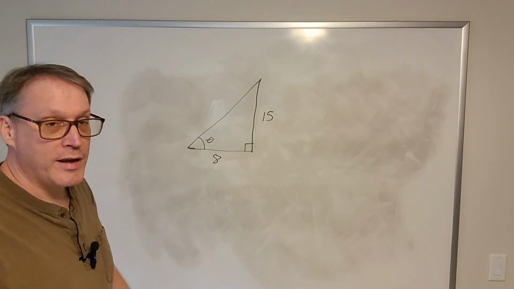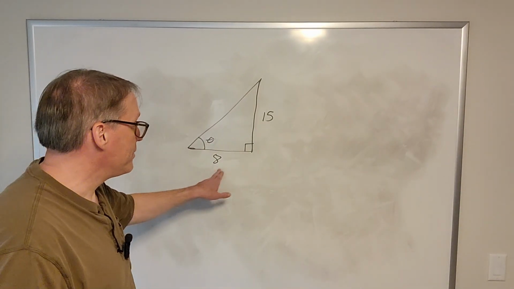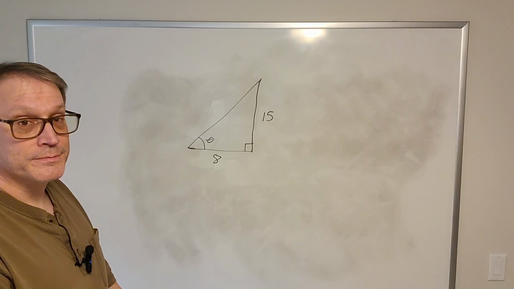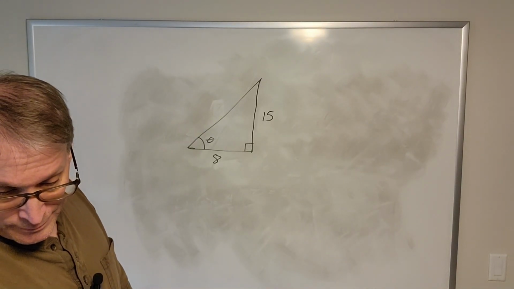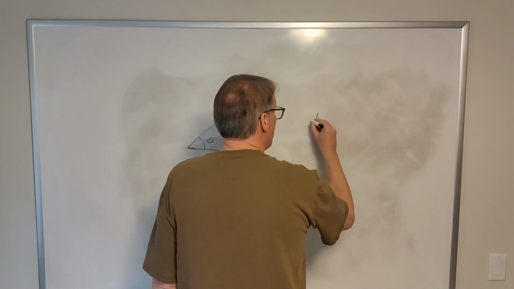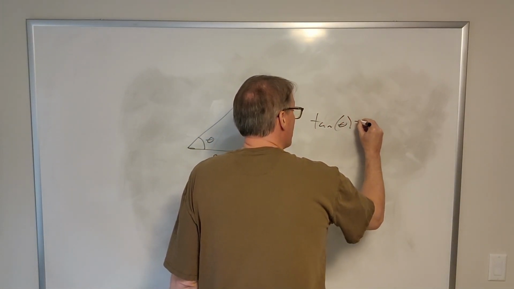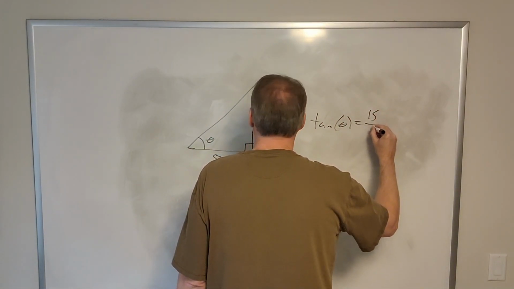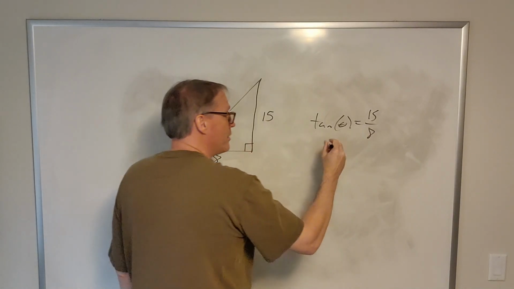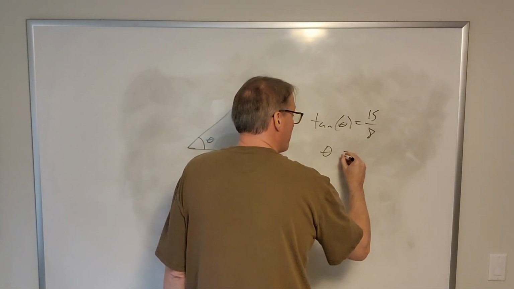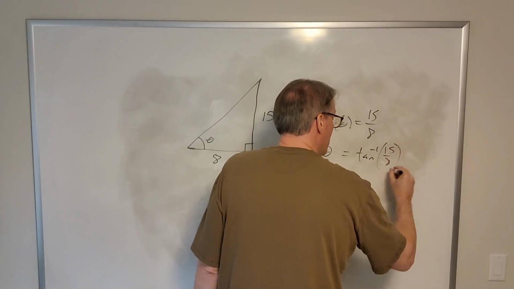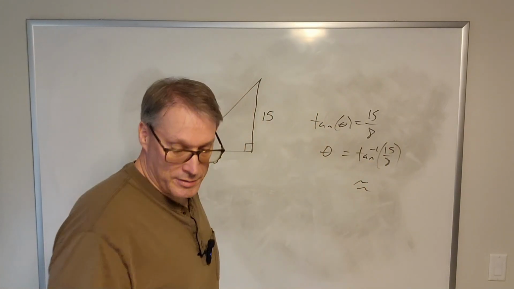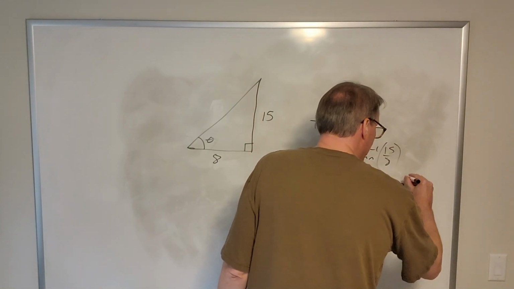What is the angle theta here? This is 8, that's 15. We have an opposite and adjacent side, so that's tangent. Tangent of theta is equal to 15 over 8. That's the opposite over the adjacent. So that means tangent inverse of both sides. You're going to put theta. It would be tangent inverse of 15 over 8, which is roughly whatever that is. I don't know, 61.93 degrees, somewhere in there.